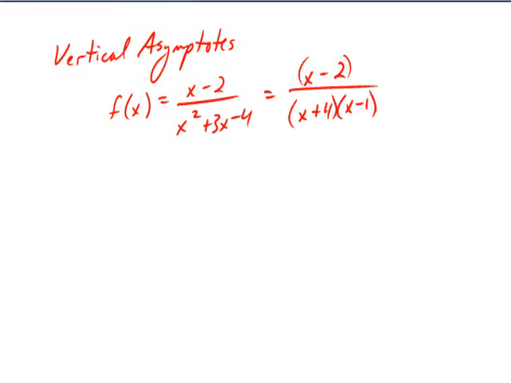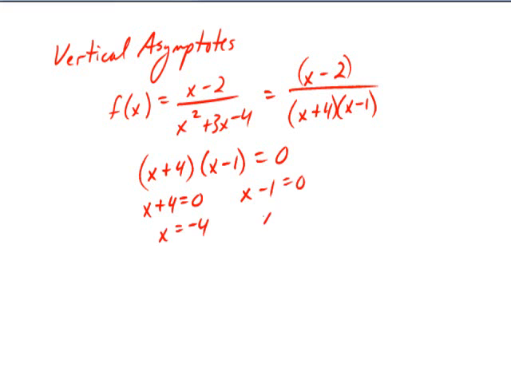If I want to calculate what values of x make the denominator 0, I could set the denominator equal to 0 and solve for each factor equal to 0. I have two vertical asymptotes, one at negative 4 and the other at positive 1.